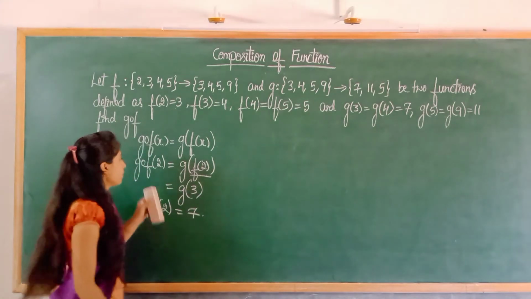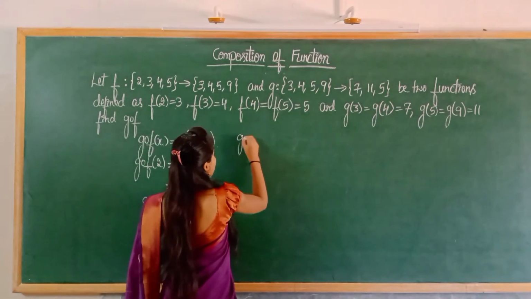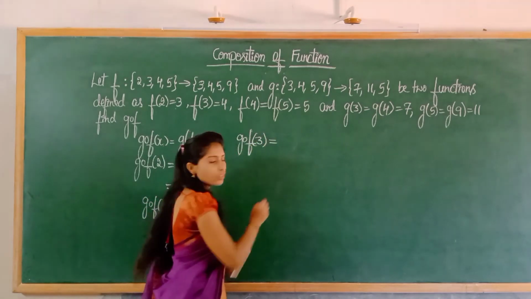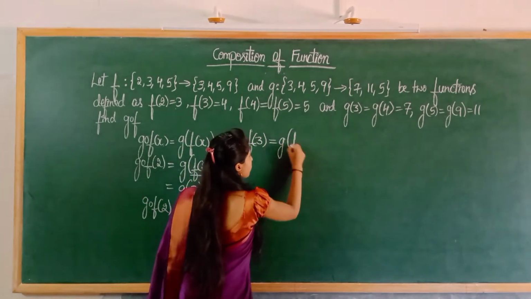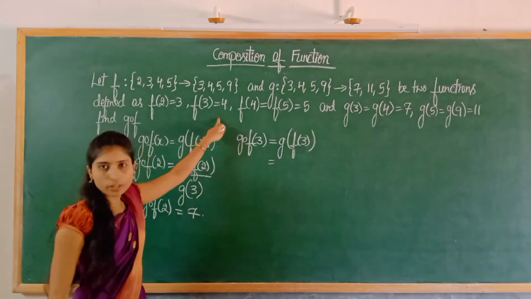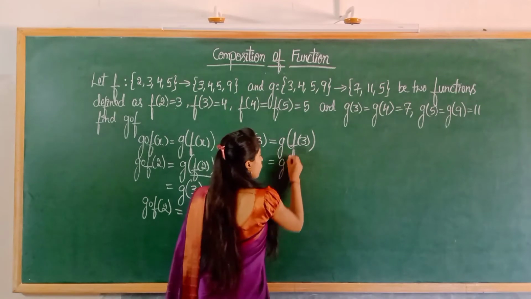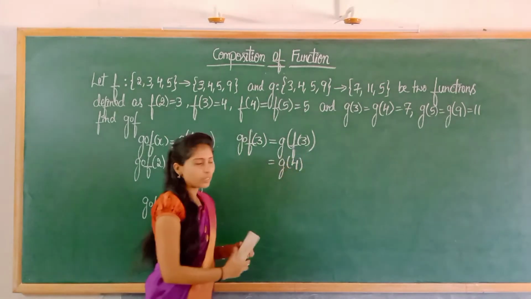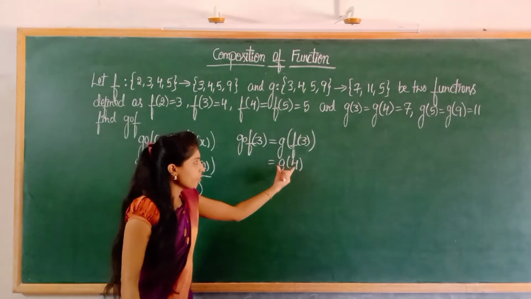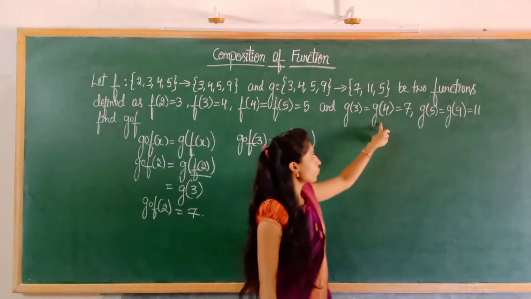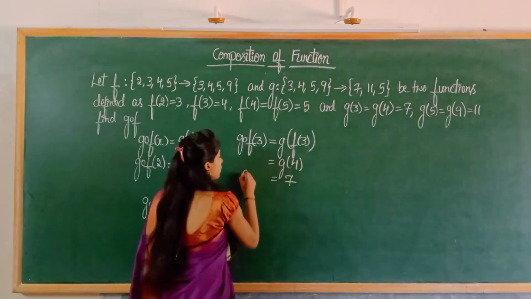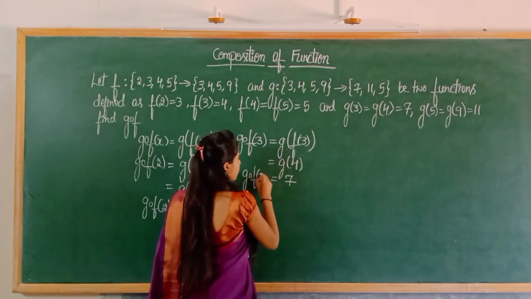The next, g composition f of 3. For that we write g of f of 3. The value of f of 3 is 4, so g of 4. The value of g of 4 is 7. So g composition f of 3 is 7.